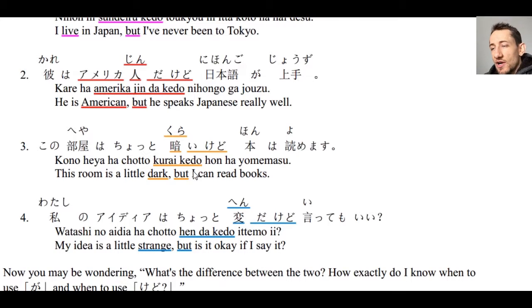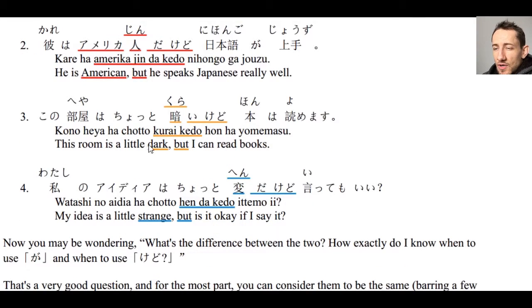So this room is a little dark, but I can read books. 暗いけど、本を読めます. A little dark, but still I can read my books. And number 4, 私のアイディアはちょっと変だけど言ってもいい? So my idea is a little strange, but is it okay if I say it? 変だけど. So please notice here we have our na-adjective, so we need da or des.